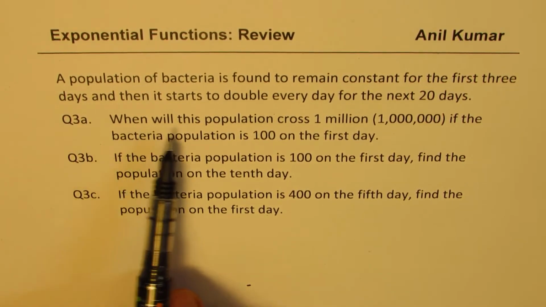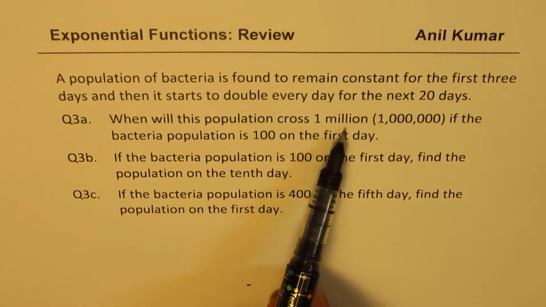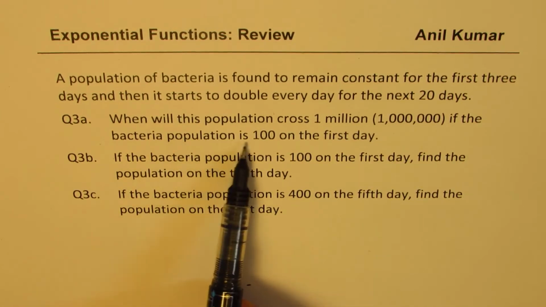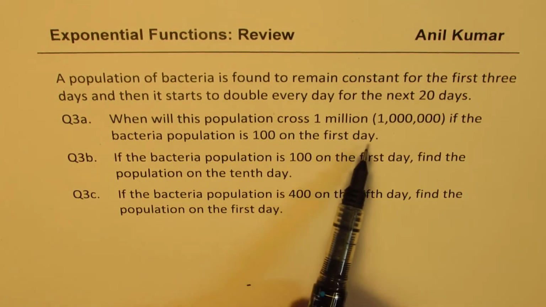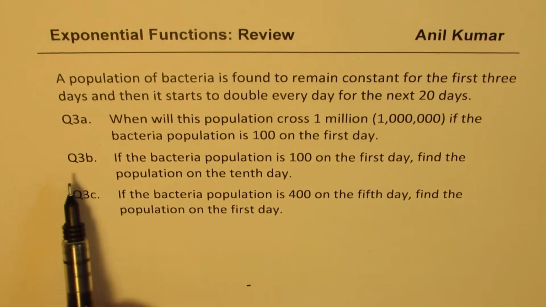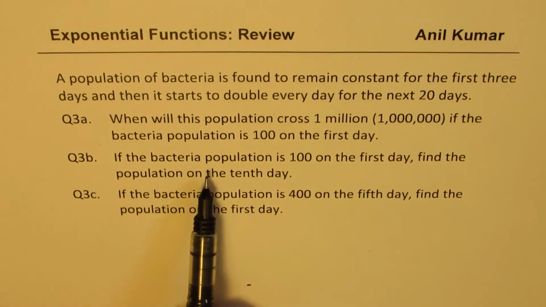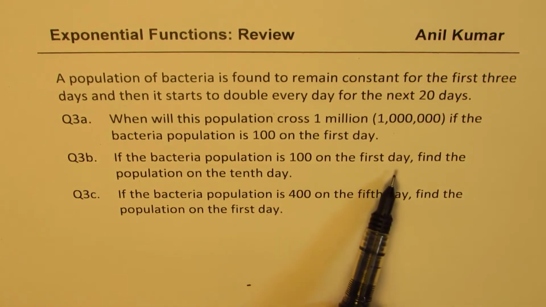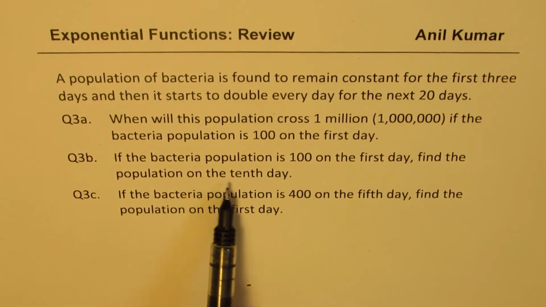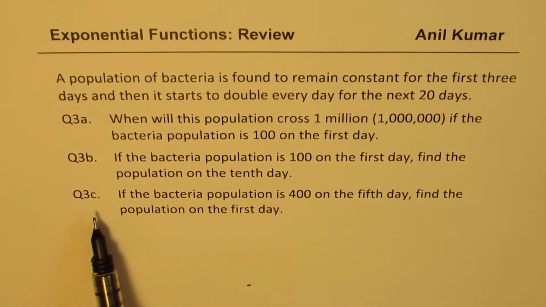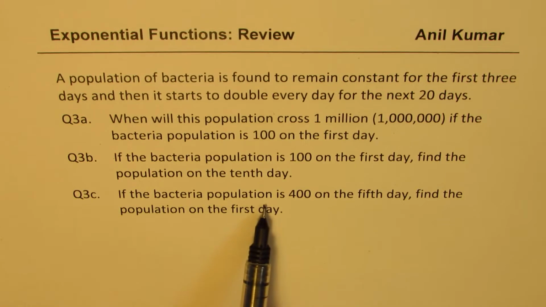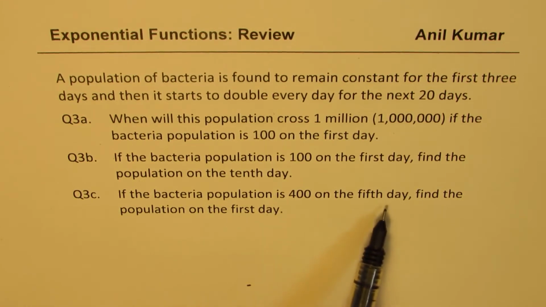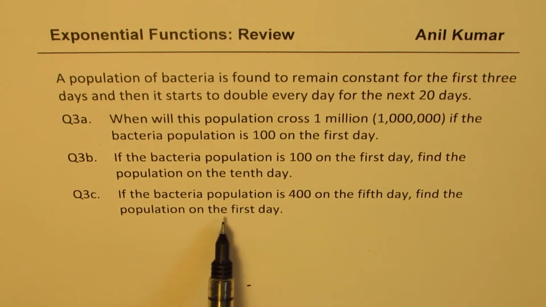A. When will this population cross 1 million? If the bacteria population is 100 on the first day. Question 3b is, if the bacteria population is 100 on the first day, find the population on the 10th day. And C is, if the bacteria population is 400 on the 5th day, find the population on the first day. So in different ways, we have taken one situation and we'll try to analyze it.